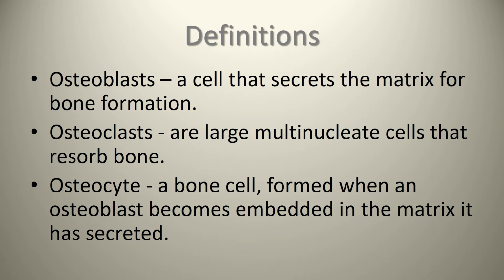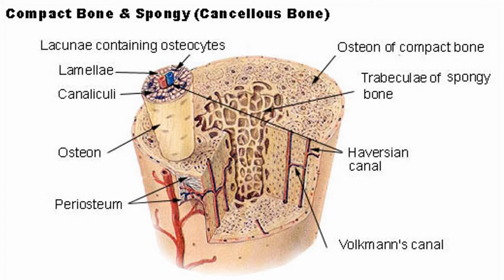So in terms of a few definitions, we'll talk about the osteoblasts, a cell that secretes the matrix for bone formation, the osteoclasts, which are giant, large multinucleated cells that resorb bone, and finally osteocytes. An osteocyte is basically an osteoblast which has become embedded in the matrix which it has secreted, which has become mineralized. And more or less this is all to form the basic structure, the osteon, which on many other levels goes on to form bone.